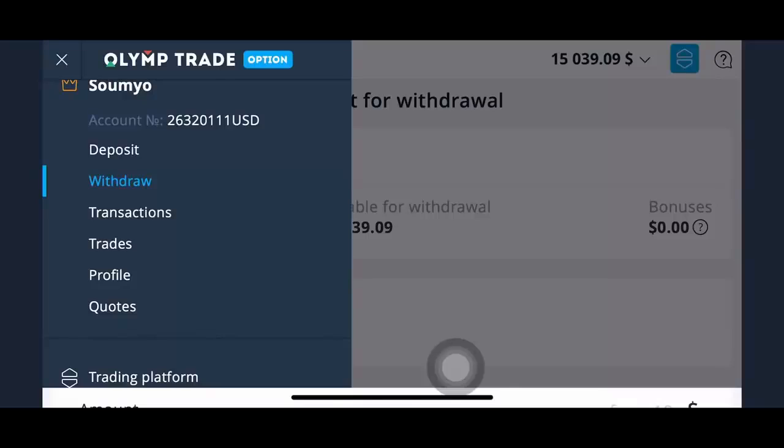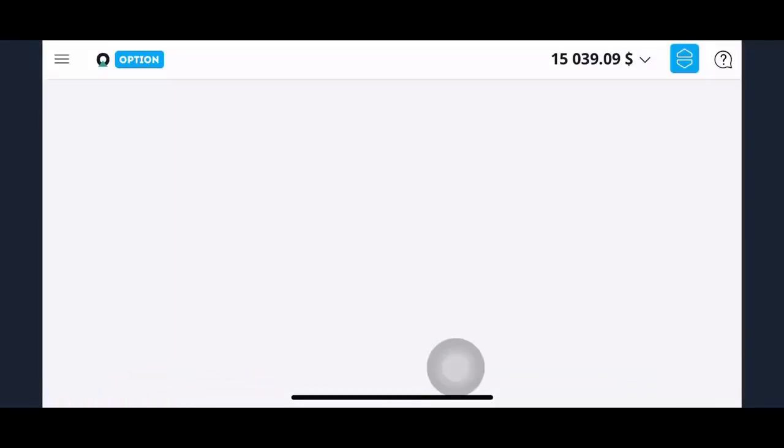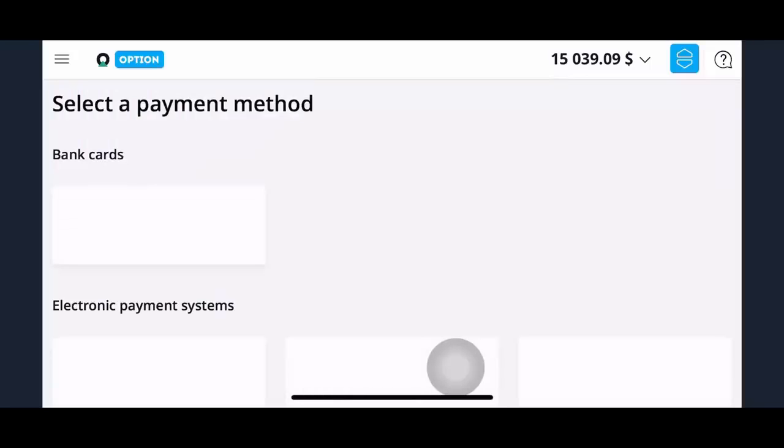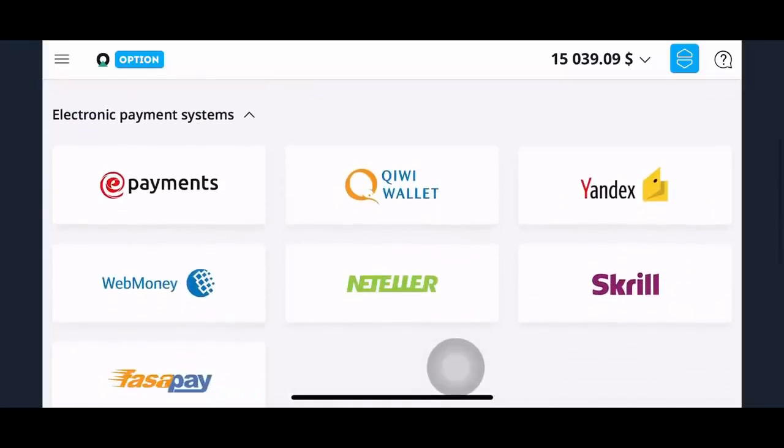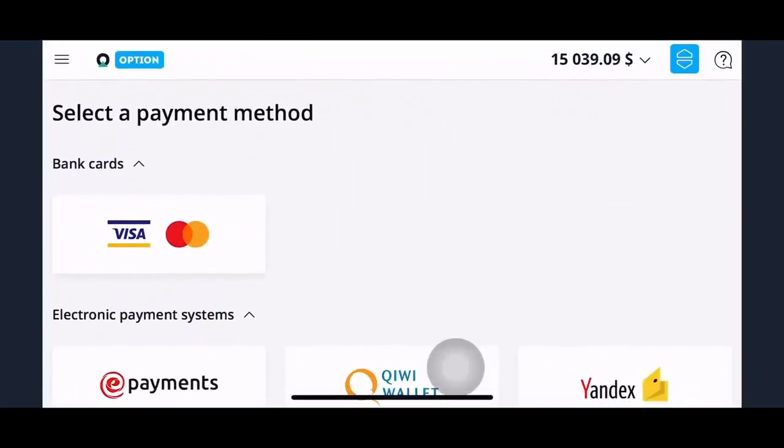Now, here is the deposit button. Just above the withdraw icon, you guys can see the deposit icon. Just tap on that and you guys will be able to make a deposit. So here are a few options which you can use to make a deposit. First is Visa. You guys can use a Visa card, not a problem.